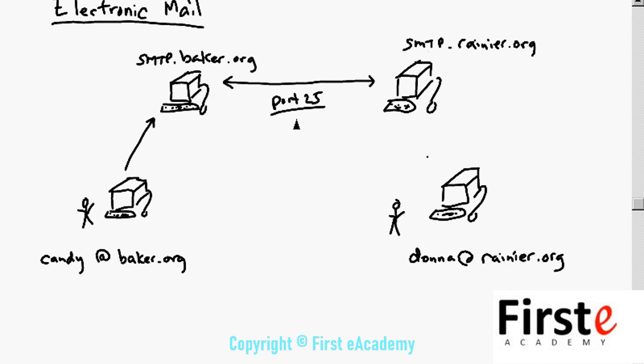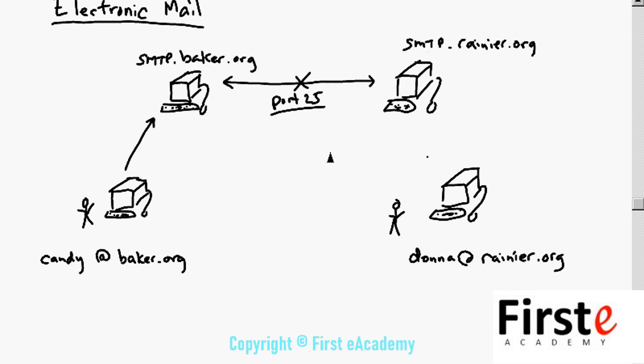Okay, so after Rainier.org acknowledges this connection, Baker.org will actually send the message. Rainier.org says, yeah, I'm listening, go ahead, send me the message. And then the mail server at Baker.org says, all right, here it comes, and sends it off to Rainier.org. Then the mail server at Rainier.org will acknowledge the receipt of the message, say, yes, I got that message, and then this connection is closed.